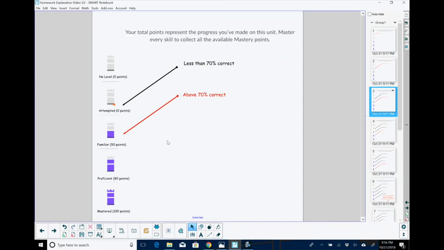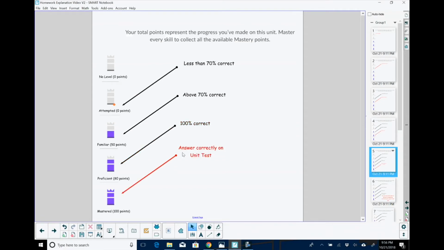Now, if you've gotten above 70% trying to practice that skill, you'll be put at familiar, 50 points. So above 70% is 50 points, and you're considered familiar with the topic, or skill, I should say. If you've gotten 100%, so let's say 7 out of 7, 5 out of 5, whatever number of questions you had to do on that skill, you'd go to proficient, which is 80 points, and that's why I said 80 points is what you want to look for. But ultimately, when you are proficient in all the skills, you should take the unit test, and answering correctly on the unit test gets you from 80 points to 100 points.